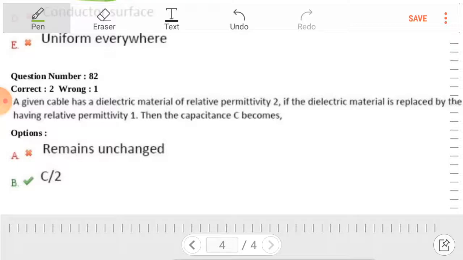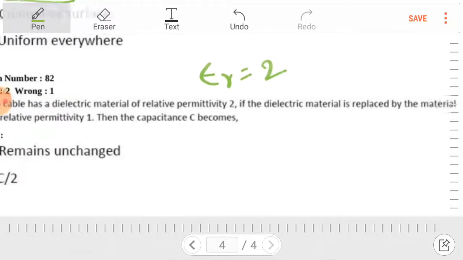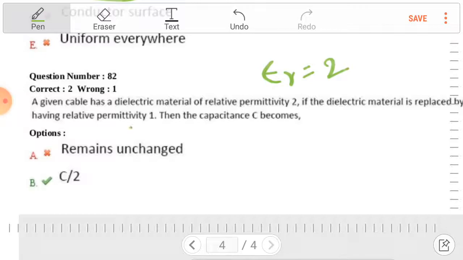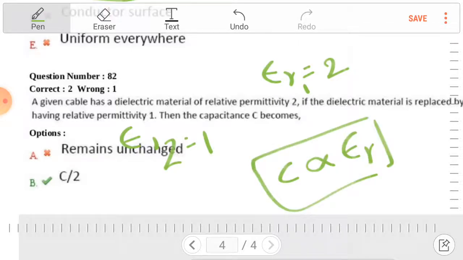A given cable has a dielectric material of relative permittivity 2, so epsilon R given is 2. If the dielectric material is replaced by a material having epsilon R equal to 1, the relative permittivity becomes half. We know that capacitance is directly proportional to epsilon R, using the formula 2 pi epsilon r L upon ln D by r. So when epsilon r is reduced to half, capacitance is also reduced to half.